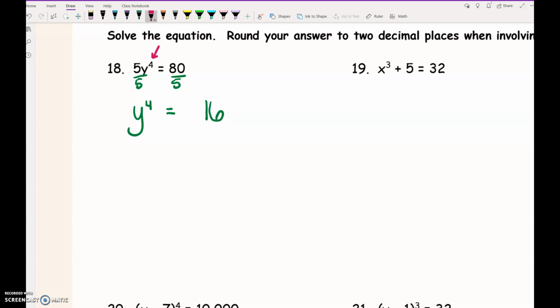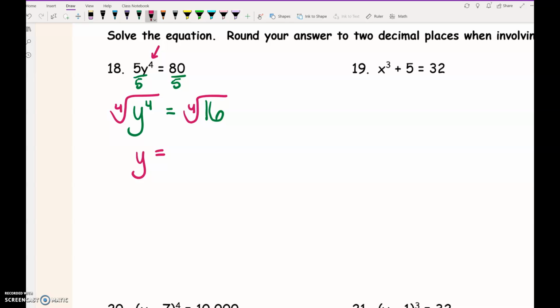The exponent is 4. We undo an exponent of 4 with a fourth root. So you're going to take the fourth root of both sides. Do you see why I told you to give yourself some space? We're going to be drawing a radical in there. You're going to need some space to do that. Okay, the fourth root of y to the fourth is simply y.